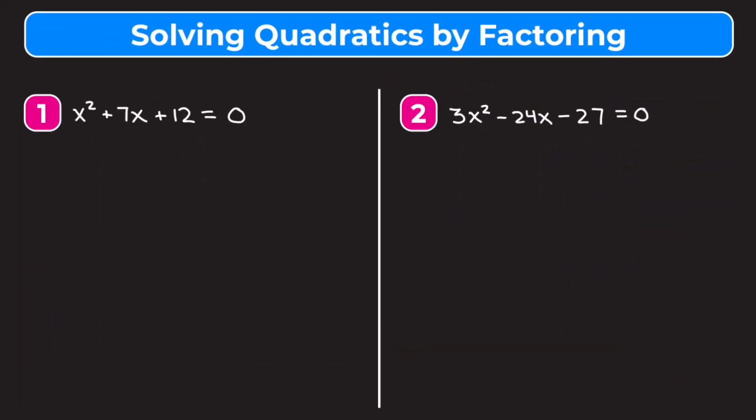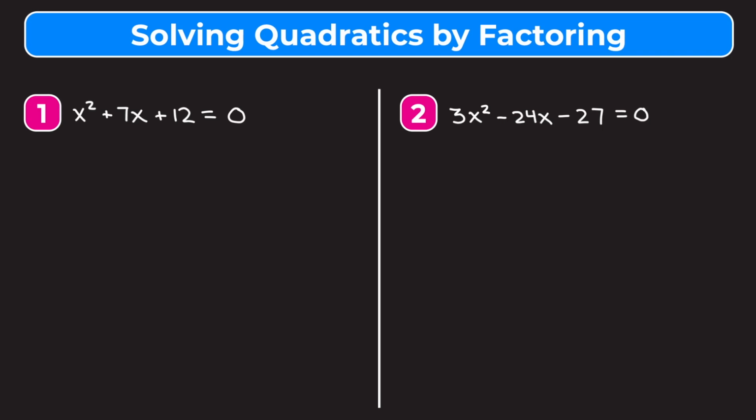In this video, we're learning how to solve quadratic equations by factoring. If we take a look at example 1, we have x squared plus 7x plus 12 is equal to 0. When we're solving quadratic equations, we always want to get everything to one side. In all these examples, we have every term on one side and 0 on the other side. So we're just going to start by factoring.